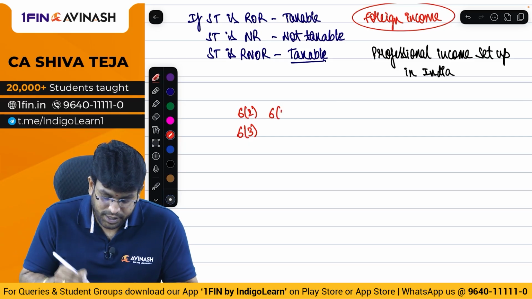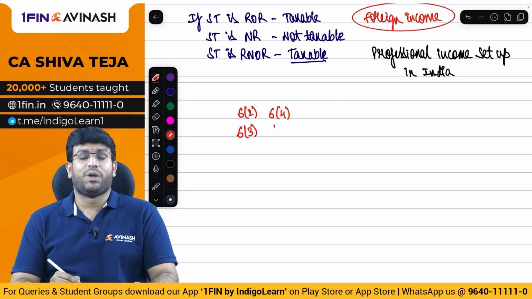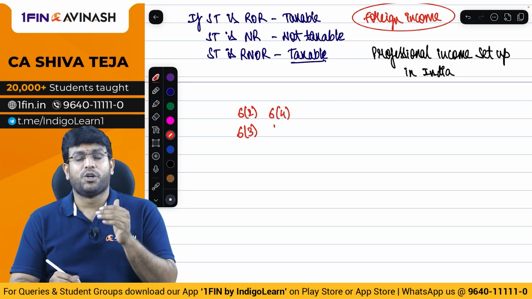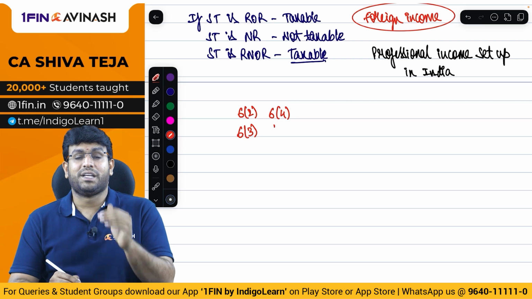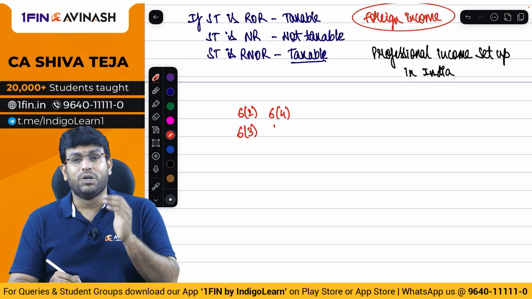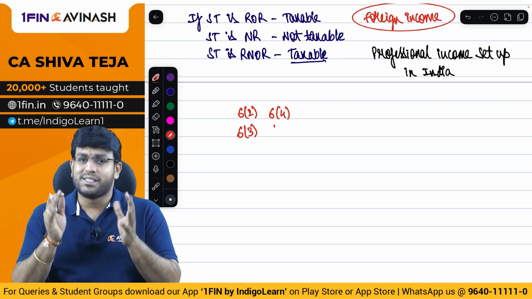Then 6.4 talks about a special case known as Indian citizen or a person of Indian origin who is coming to India for a visit during the tax year. He is regarded as a resident only if the first basic condition is satisfied.